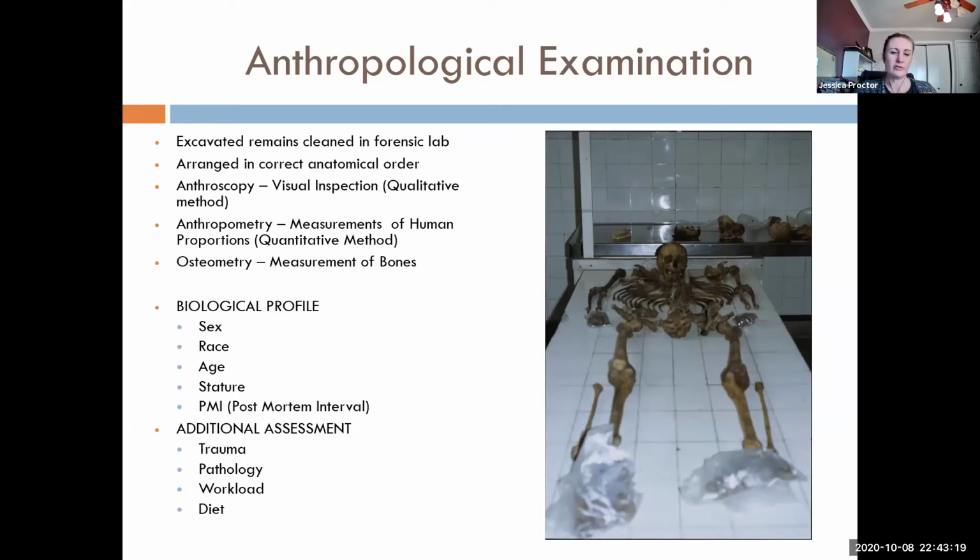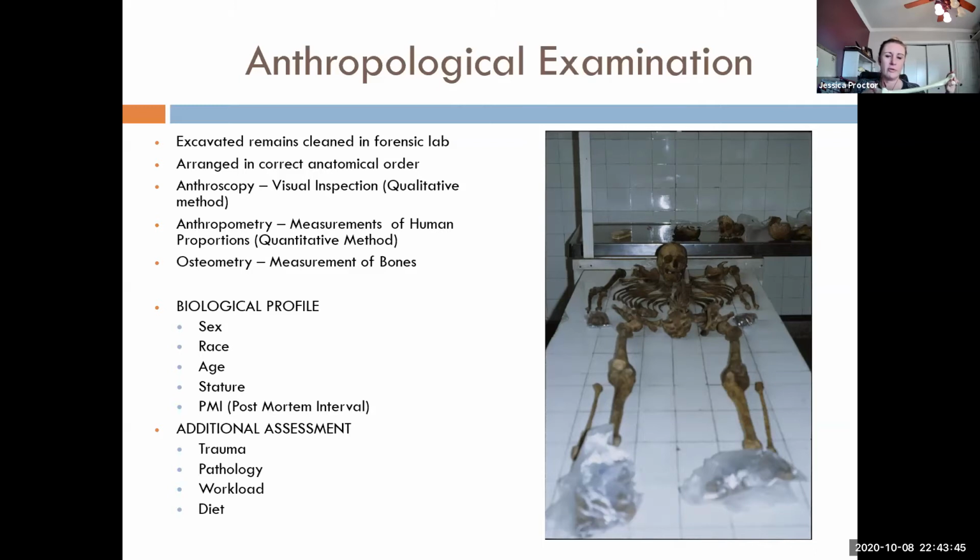Age and stature. Stature is another name for height. The easiest way to determine stature, if you have a femur, is to use that equation. You take a measurement of the femur that goes all the way from the head of the femur down to the condyles, using a tool called an osteoboard, and then use that equation to determine how tall that person was.